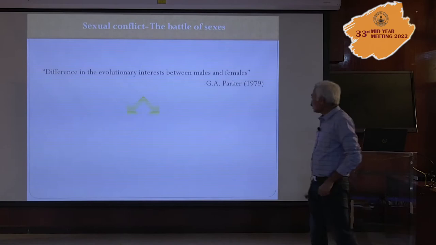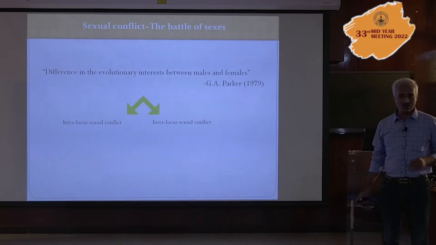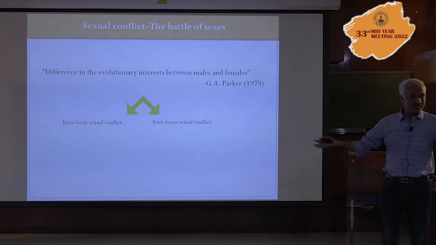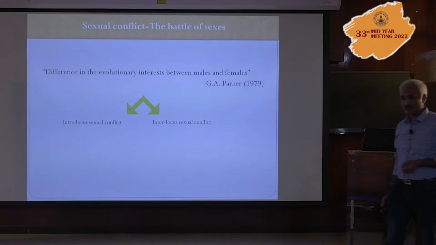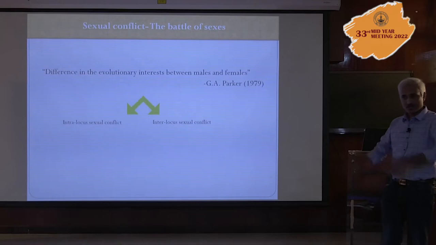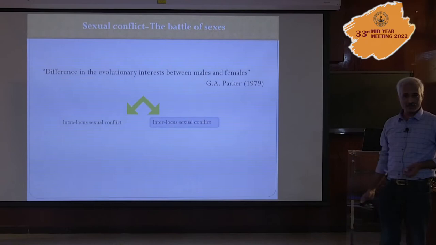Now, there are two types of sexual conflict that one recognizes. One is called intralocus sexual conflict. It is because of the expression of the same alleles in the two sexes, and these alleles have different effects on the fitness of the two sexes. The other is called interlocus sexual conflict, which is a conflict over the optimal outcome of intersexual interactions. And we have worked on both these. Today I'm going to talk only about this interlocus sexual conflict.